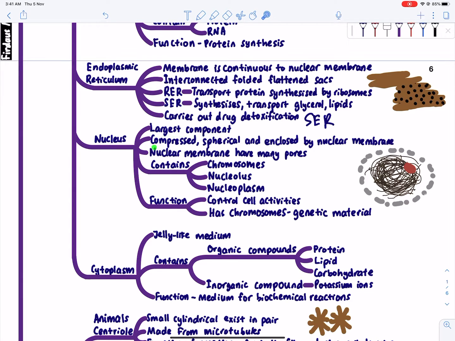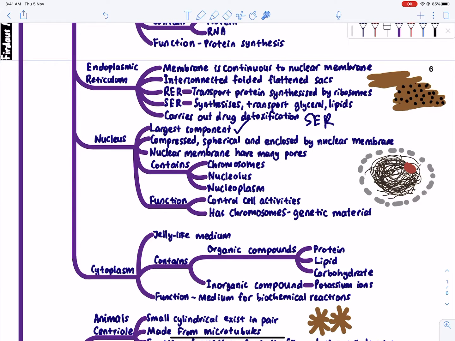They are compressed, spherical, enclosed by the nuclear membrane. This is a structure. The outside one is the nuclear membrane. That nuclear membrane has many pores, which we call nuclear pores.